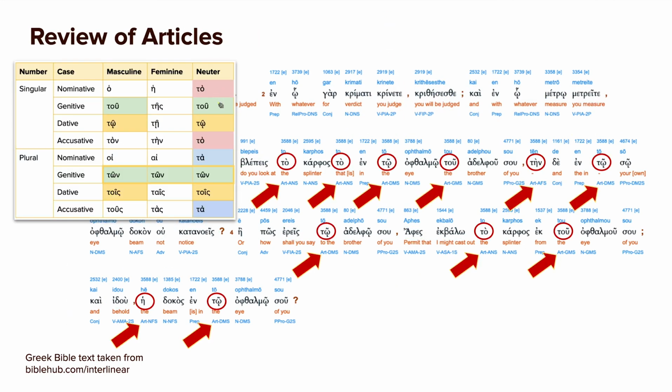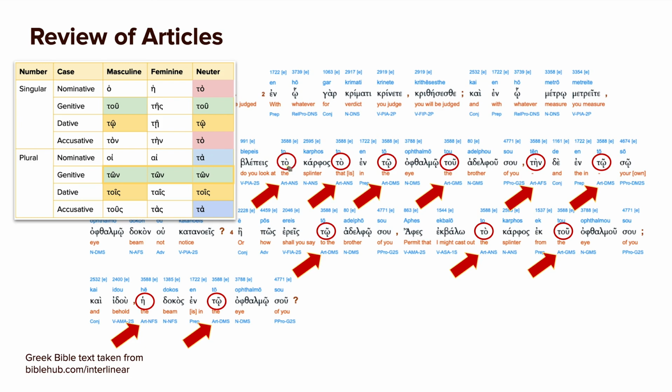All right, so quick review of articles. Here's my chart. The colors are just denoting where the form is the same. So masculine genitive singular is the same as neuter genitive singular. And all of the genitive plurals are the same across the genders. And then we have tou and tou, and we have tois and tois. And finally, you notice that neuters are going to be the same in the nominative and accusative, both in the singular and in the plural. So here are all the articles. Notice that the case should help you to determine their use.